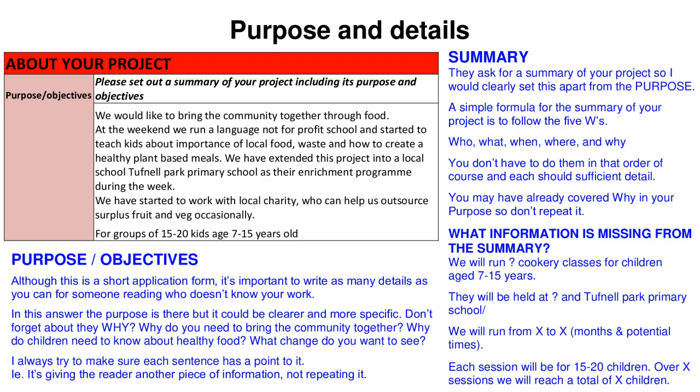So if I was going to look at this and understand what are the 5 W's here, I might be setting out the first sentences. Maybe we will run how many cookery classes for children aged 7 to 15 years old. They're going to be held at one venue, which I'm not sure is clear, and also Tufnell Park Primary School. We need to include the when, which could be the months you hope to run them, potential times or days of the week, anything else you can give about that, how long they might last for. And each session will be for 15 to 20 children.